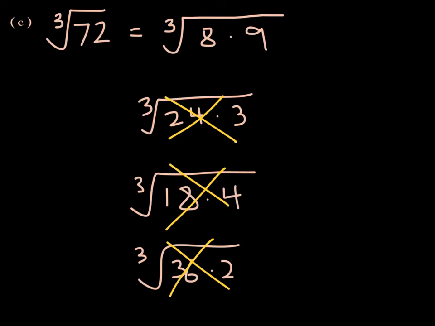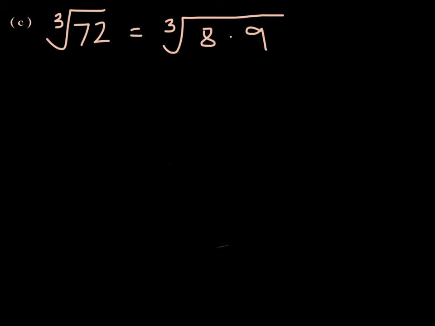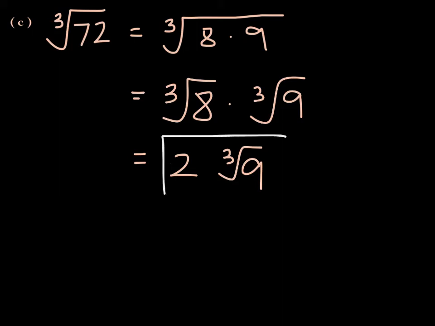We choose to rewrite the radicand as 8 times 9 because 8 is a perfect power of the index. It's a perfect cube. I hope that makes sense, right? So then the product rule says this will be equivalent to the cube root of 8 times the cube root of 9, which is 2 times the cube root of 9. So you want to be really clever about how you choose to rewrite the radicand.